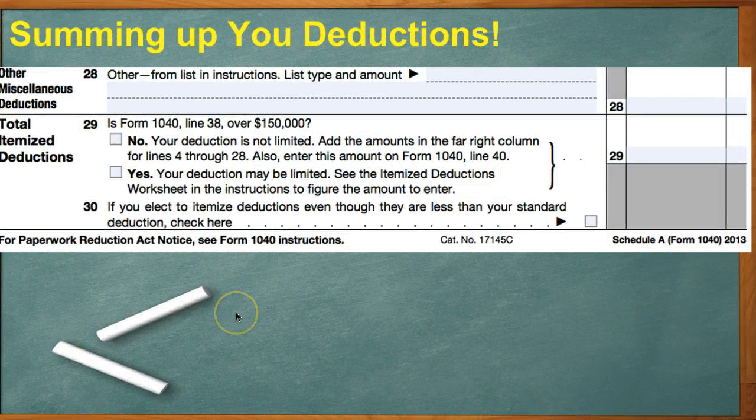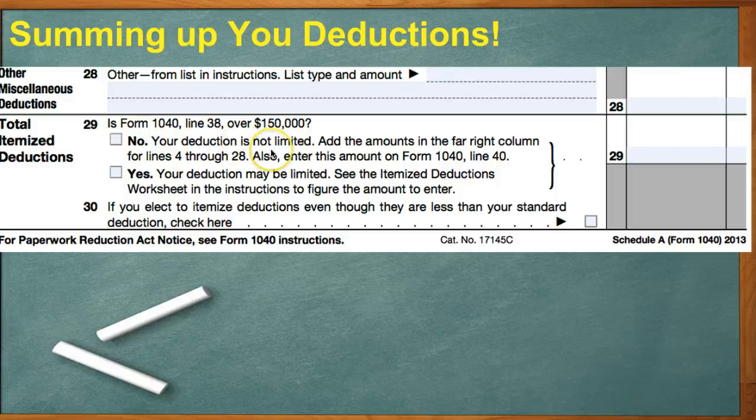All right, let's sum up. We have another miscellaneous deduction category. We won't go into that because that's very rarely used. Well, at the very end, it asks you if your AGI is over $150,000. If it is, then your itemized deductions are further limited. But we will assume that we don't have that situation, so we'll always just say no, your deduction is not limited.